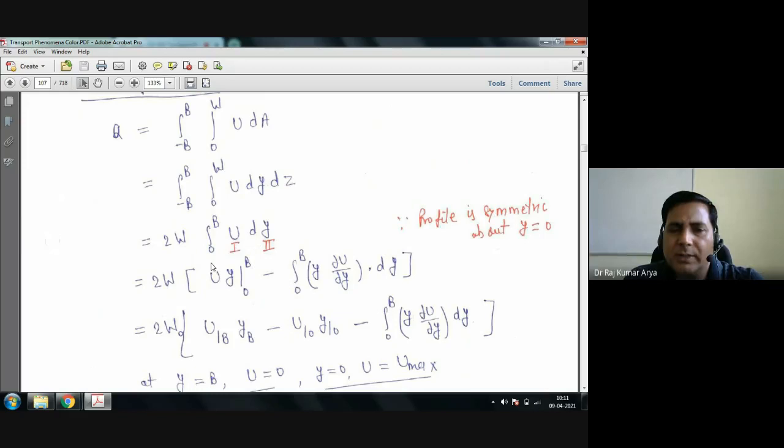Now you can do integration by parts. You can take the first term, dy, and let's say a second term. So this is the integration by parts. So you have this. After that, you will get this second term. I hope you know integration by parts.